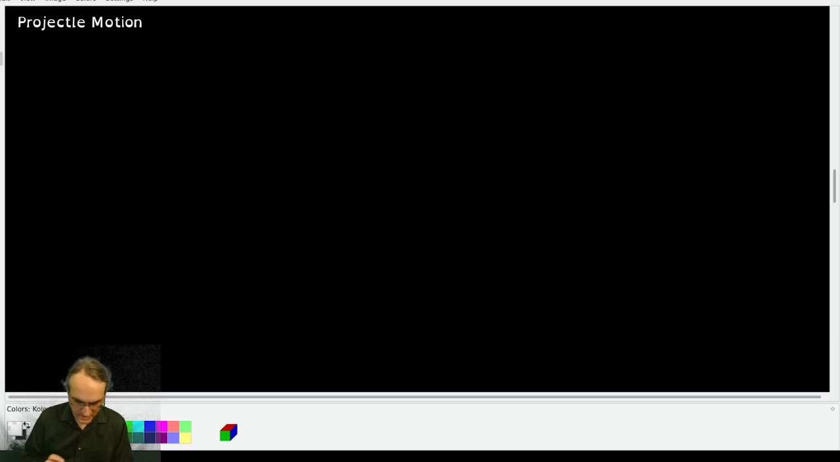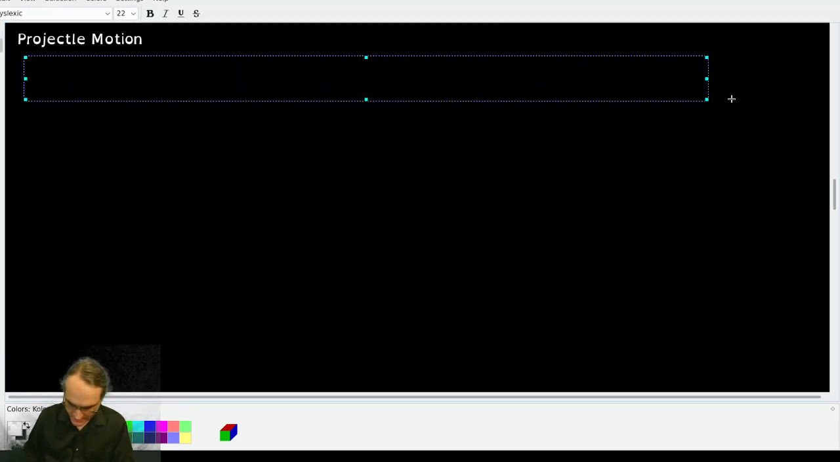Projectile motion. It's kind of the 2D equivalent of free fall. So it comes with some special conditions, and that is the only force acting on the system is gravitation. So if the only force acting is gravitation, we get some nice stuff for our acceleration vector.